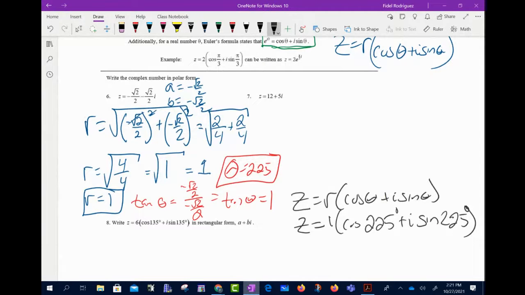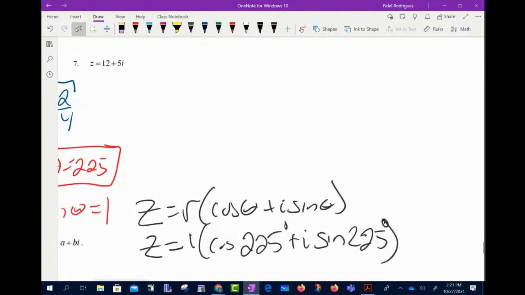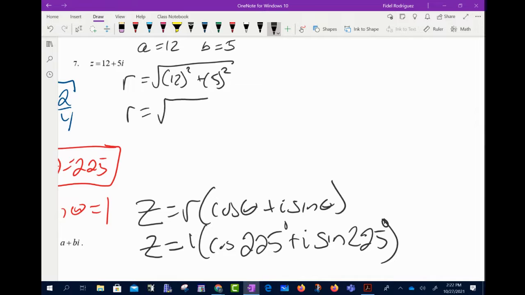All right, let's see if we can do the same thing for number 7. We're going to do this problem exactly the same way. First question I want to ask you, do you know what our A and B are here? Yeah, there you go. A is 12, B is 5, right? Remember, guys, we're going to find the R by taking the square root of 12 squared plus 5 squared. So 12 squared is going to give me 144. 5 squared is 25. Anybody know what's 144 and 25?